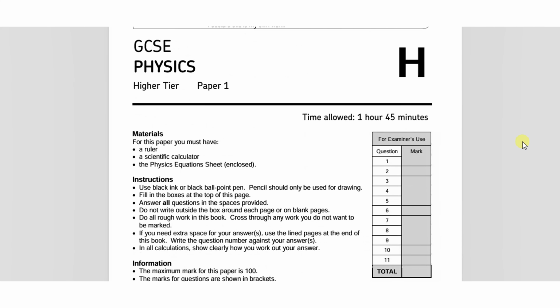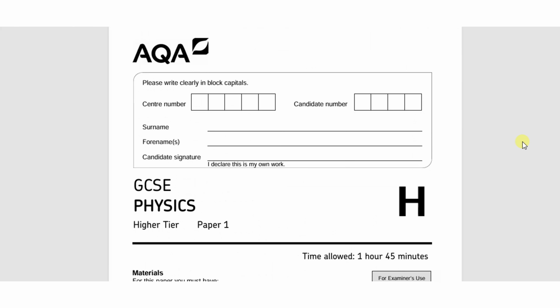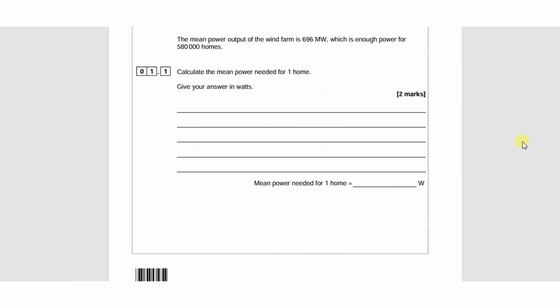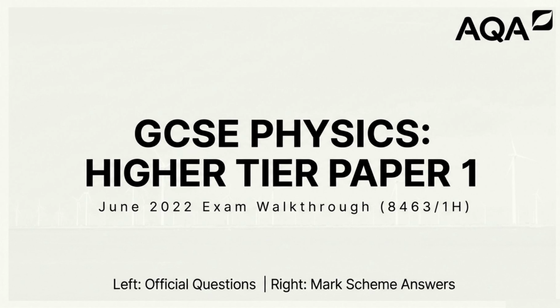This is an AQA past paper solution. We are going to solve the exact questions that appeared in the exam paper. Specifically, we're diving into the document titled June 2022 Exam Walkthrough for GCSE Physics Higher Tier Paper 1.